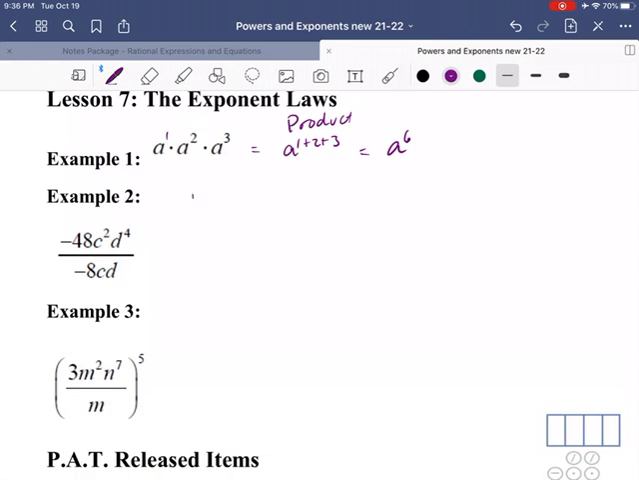Example 2, this is the quotient rule. So the 2 coefficients here, they don't have exponents, so you divide them as normal. So negative 48 divided by 8 is positive 6. And then the c squared and the c, the quotient law says that we're going to subtract the exponents, and same with the d's, so 4 minus 1. So you're going to be left with 6cd^3.